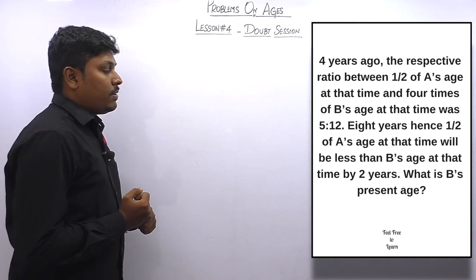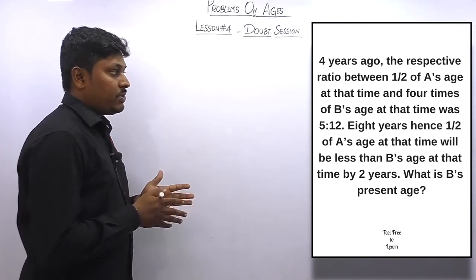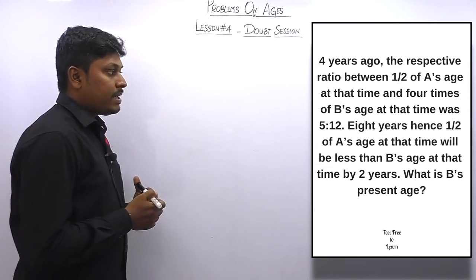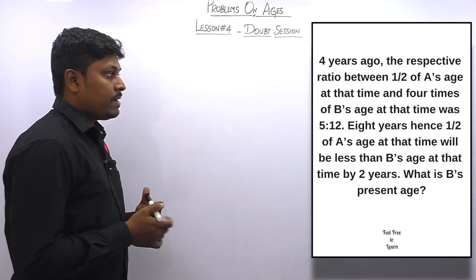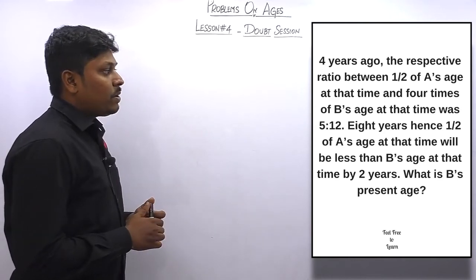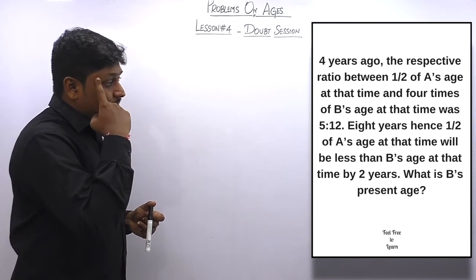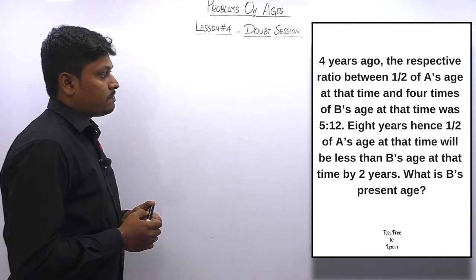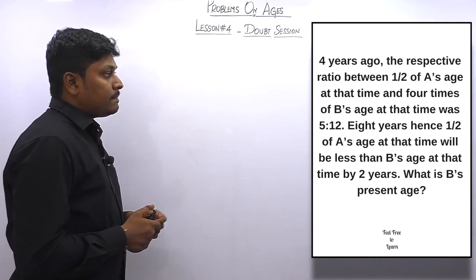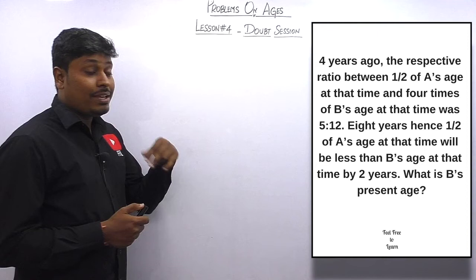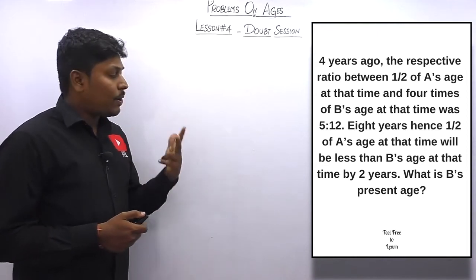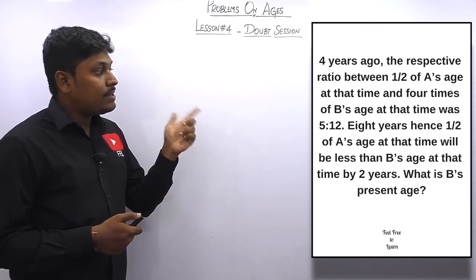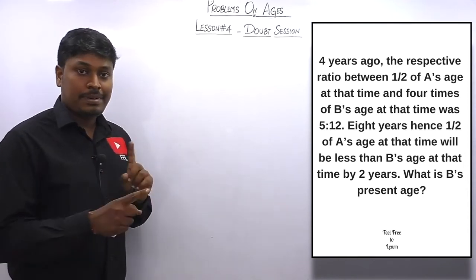Question number 8. 4 years ago, the ratio between 1/2 of A's age at that time and 4 times B's age at that time was 5:12. 8 years hence, 1/2 of A's age at that time will be less than B's age at that time by 2 years. What is B's present age? In this question they are talking about 4 years ago. They are talking about past, present and future, because look at the second or third line, 8 years hence. So they are talking about past, present and future, right?